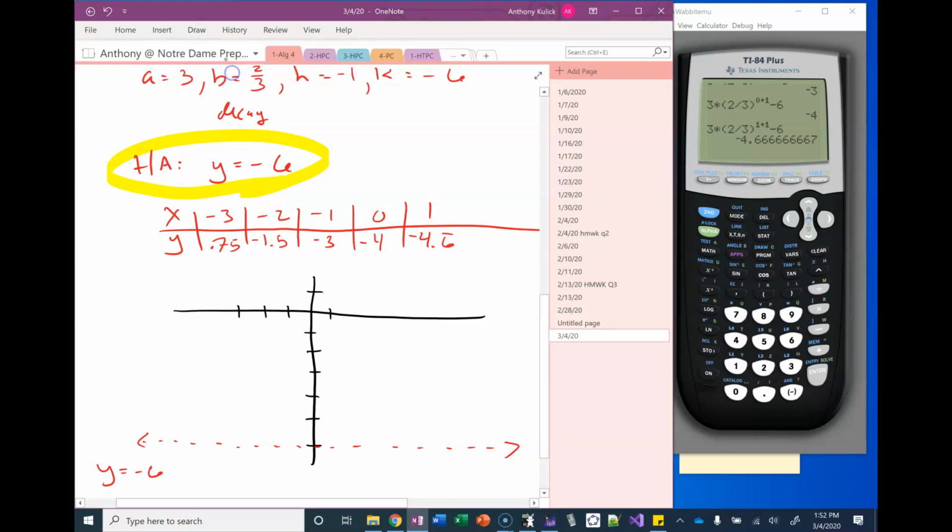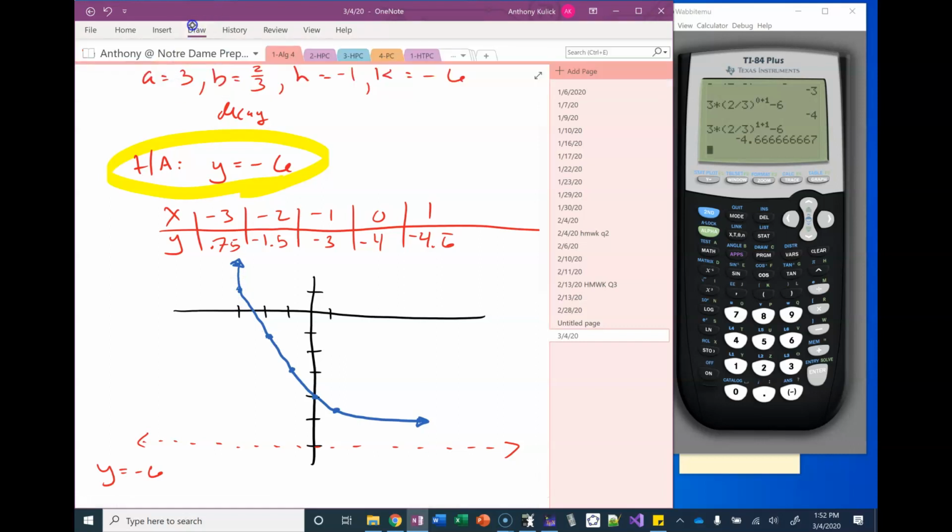Now I'm going to plot my points. So I have -3 and 0.75. And then -2 and -1.5, -1 and -3, 0 and -4, and 1 and -4.6. So it's going to look kind of like that. Okay.